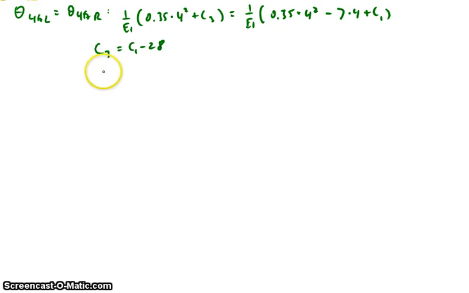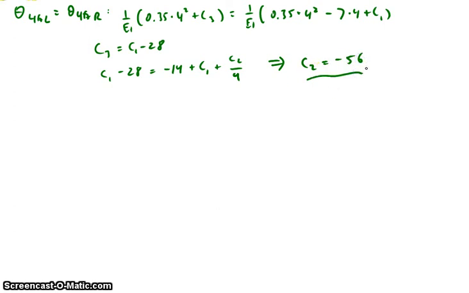And so we can say C1 minus 28 is then equal to negative 14 plus C1 plus C2 over 4 from above. Therefore, we can conclude C2 is negative 56. So far we've said C4 is 0 and C2 is negative 56. We still have C1 and C3 to determine.